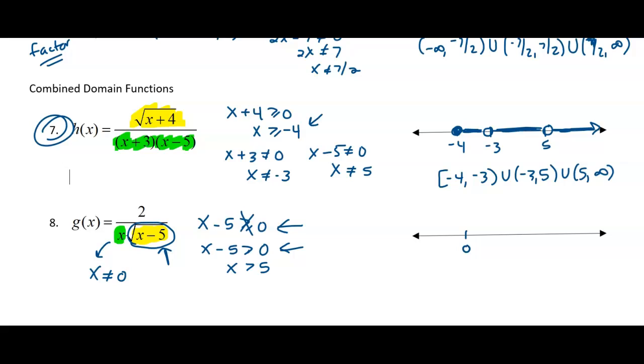All right, and then if you mark those numbers on your number line, you've got a 0, and you would have an open circle at 0, and then you've got greater than 5. So that would be an open circle at 5 and everything to the right. And then you combine these ideas together, and basically what you're going to need to use for your domain is parentheses 5 to infinity. All right? So these take a lot of practice.